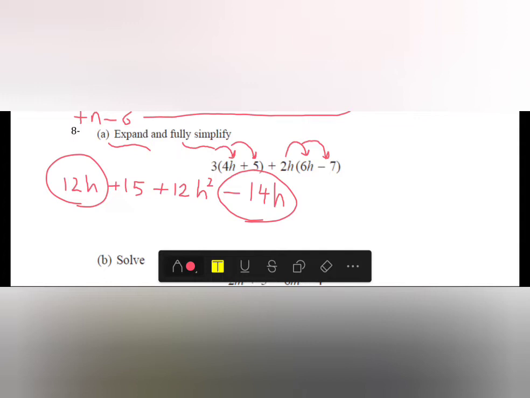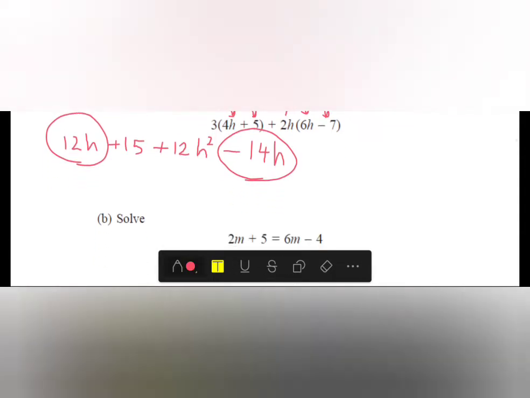Now first, we write this one here, 12h squared, at the beginning. So it's going to be 12h squared, and then 12h minus 14h. Very good. We take the sign of the biggest number and then we subtract the number. So it's going to be negative 2h. Very good. And then after that, we're going to put the constant the same, because we have no like terms with that constant. So plus 15.